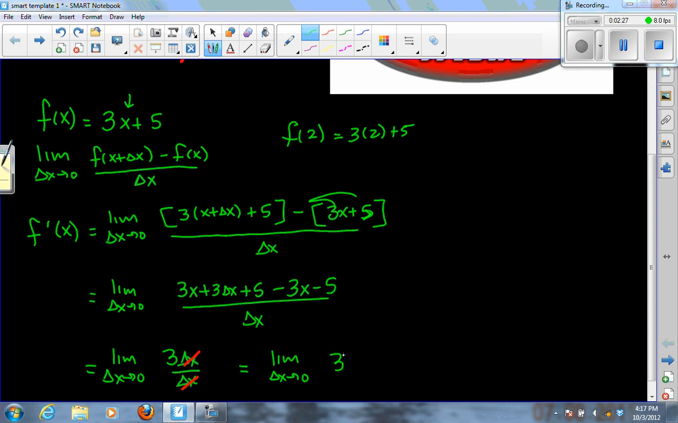Substitute in a 0 everywhere I see a delta x, which is nowhere, which means that this answer is always 3, which means that my slope for this function is always 3, no matter what x is. That may be familiar because you might recognize that this is a slope-intercept form equation from Algebra 1, where this part right here is your slope. So that's why this slope is always 3.